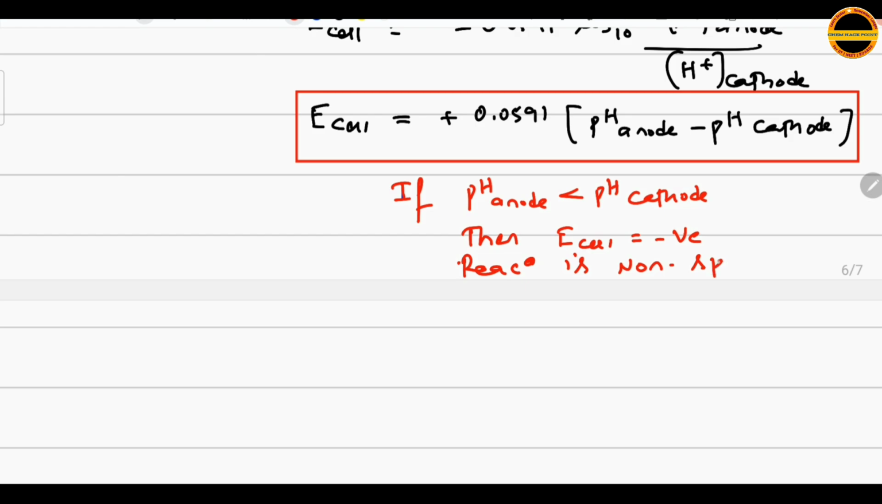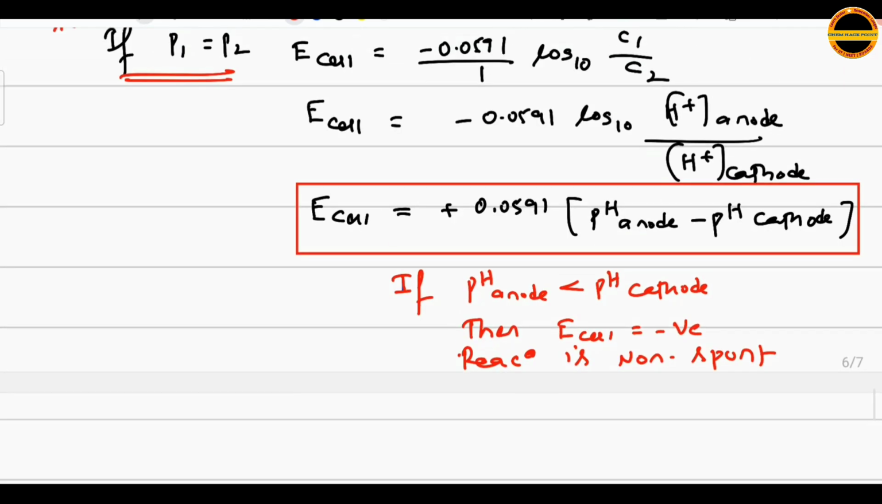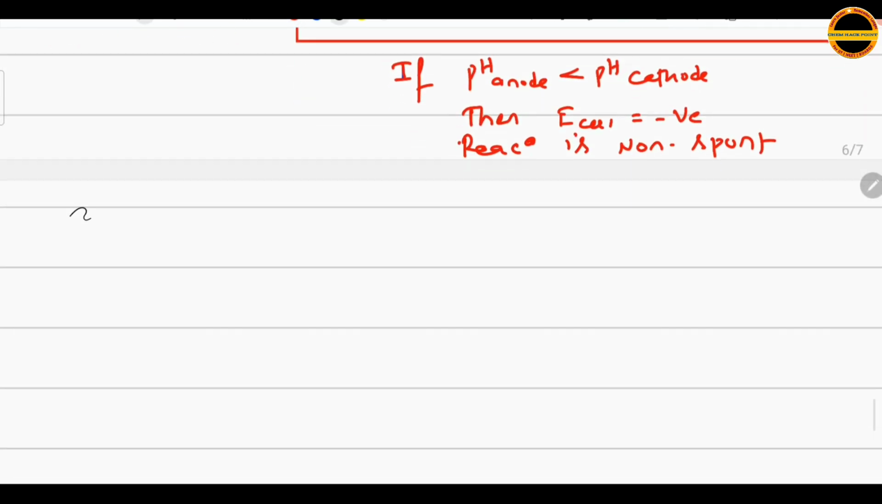The reaction is non-spontaneous, and the reaction is spontaneous if E cell is positive. Another case I am taking here: if C1 is equal to C2, what happens here?